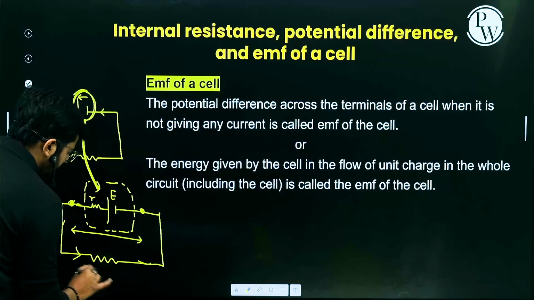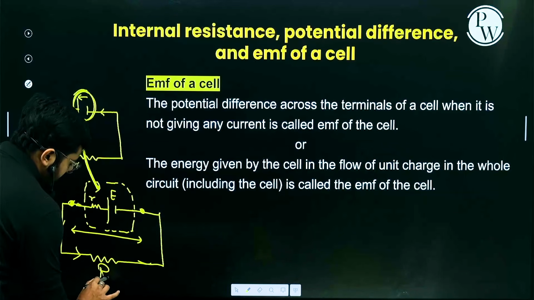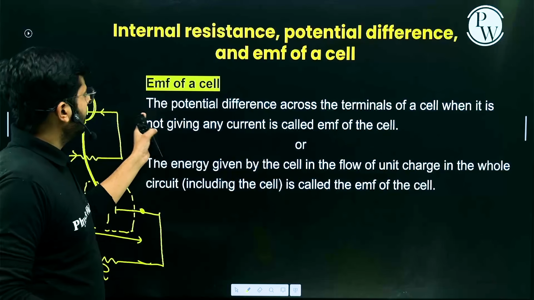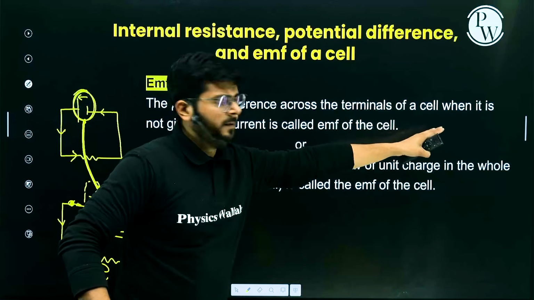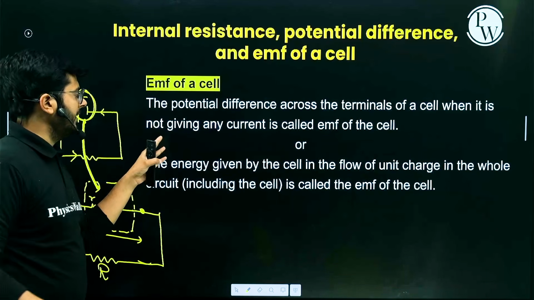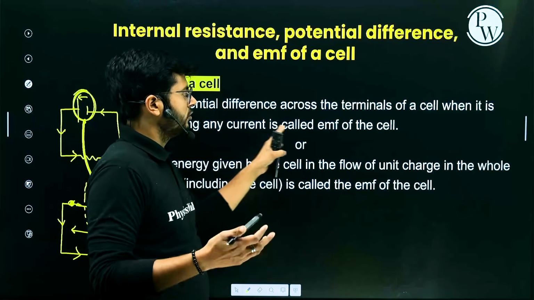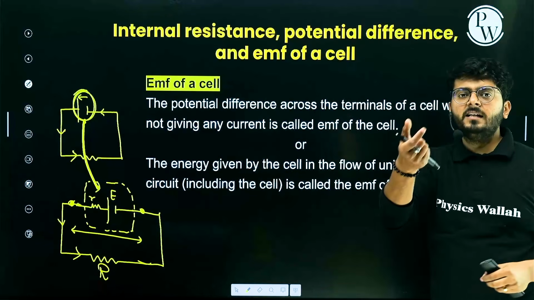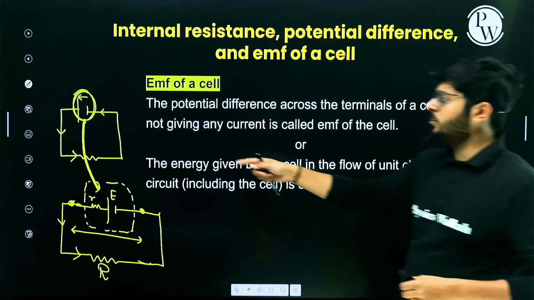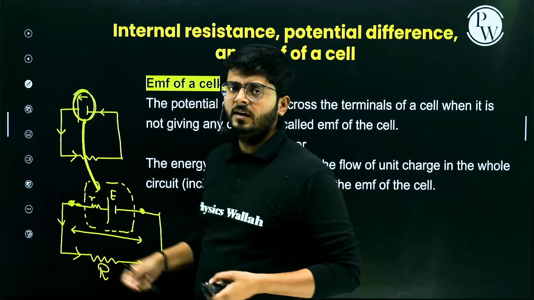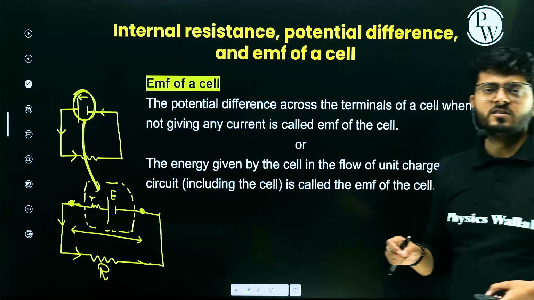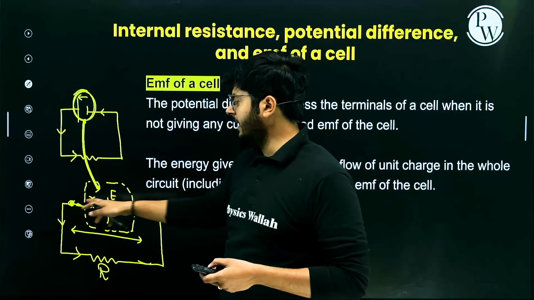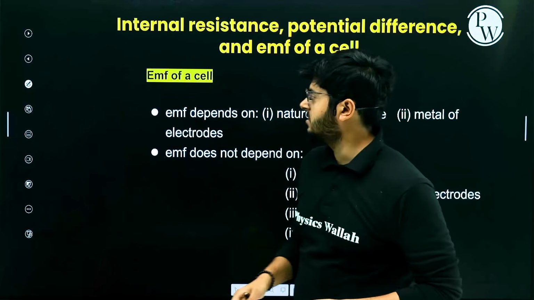right? V, and this is the external resistance, capital R. Small r is the internal resistance of the battery. So right now you can say that the potential difference across the terminals of a cell, while it is not giving any current, is called the EMF of the cell. When it is not giving any current, it is basically in the open circuit. In that situation, the potential difference you get is EMF. But as soon as you connect the external resistance, it will start offering you a lesser value than EMF. That is because it has already an internal resistance.